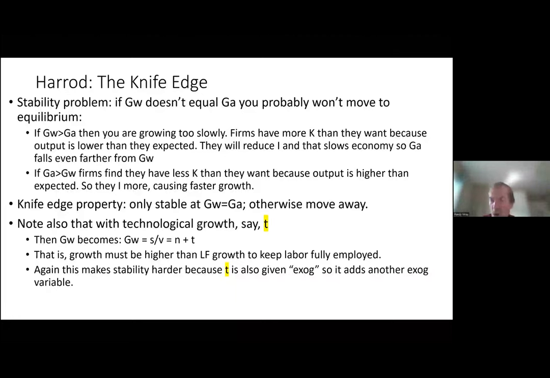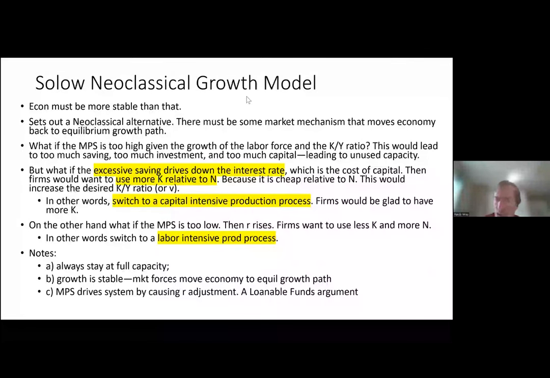What is it that keeps you near enough to the knife edge? Because Minsky had an answer to that. Right. But Solow had a neoclassical answer. It's the market that does it. And so he says the economy has to be more stable than that. And there must be some market mechanism that will move you back to your equilibrium growth path. So he's thinking, what if the propensity to save is too high, given the growth of the labor force and the capital income ratio? Then you're going to have too much saving.